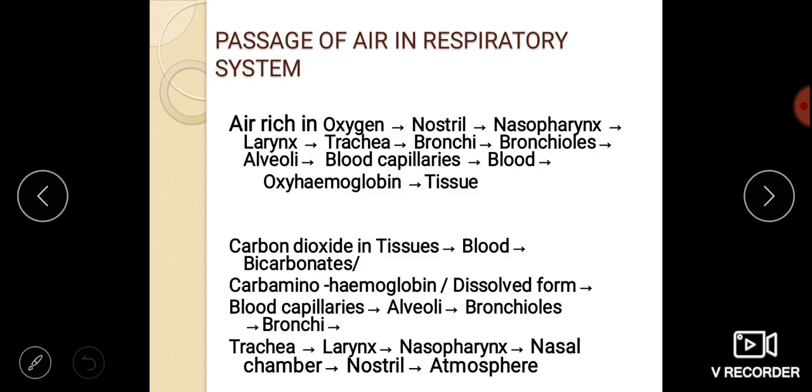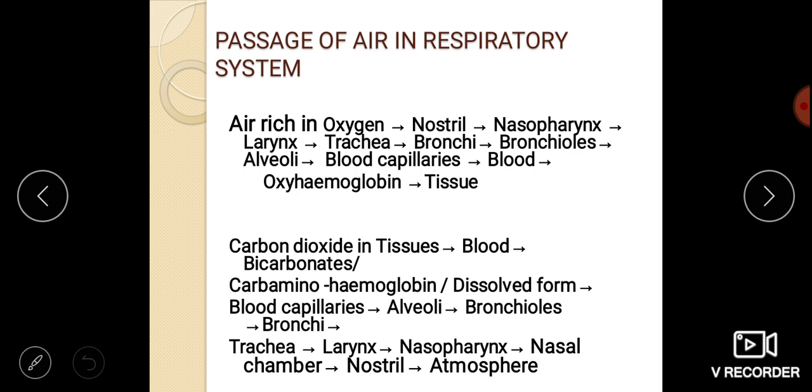Passage of air in the respiratory system. How does the air move? Air rich in oxygen moves into a nostril. Though we can breathe by means of the mouth, the oral cavity, it's always advised we should breathe through the nostrils, because the nose consists of fine hairs which filter the air, and the filtered air moves into our respiratory system.